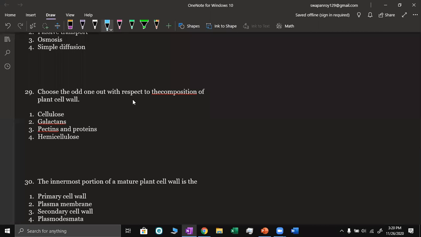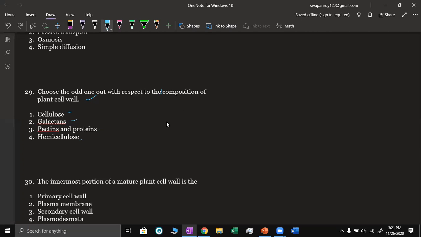Choose the odd one out with respect to the composition of plant cell wall. Odd one out: cellulose, galactan, pectin, protein.